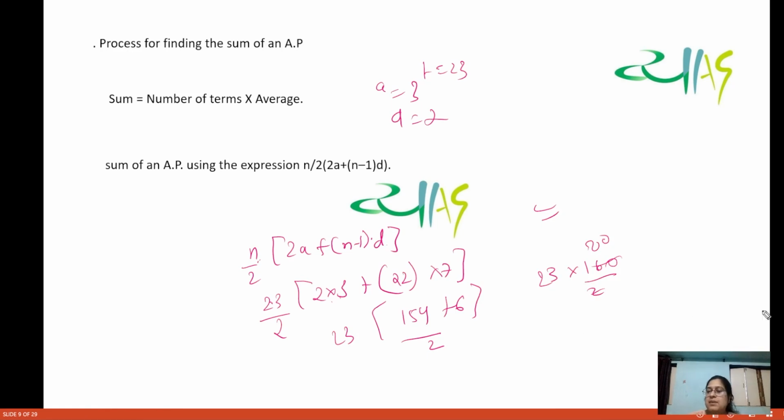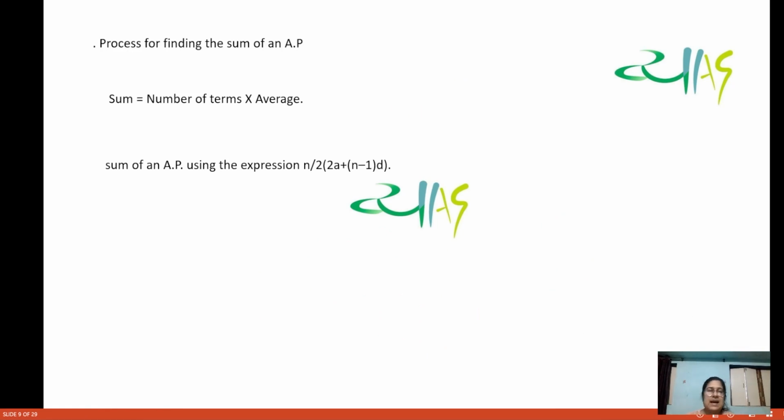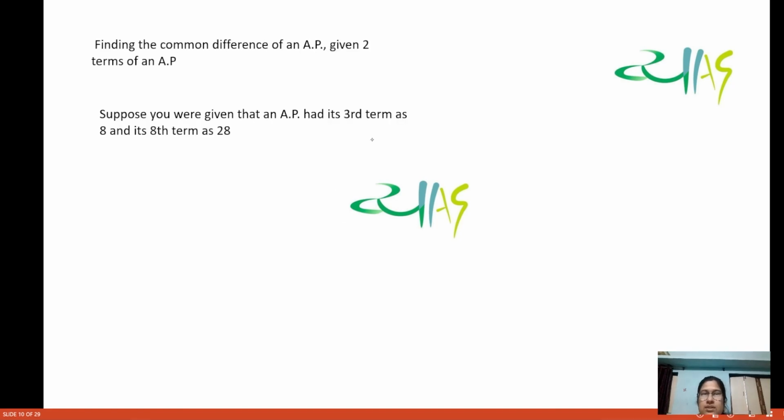So you will get the same number. All right, so देखिए अलग अलग जगह पे depending on what is given in the question, that you have to apply to find the sum. All right, to find the sum. Okay then, now see, finding the common difference of an AP given two terms of AP.